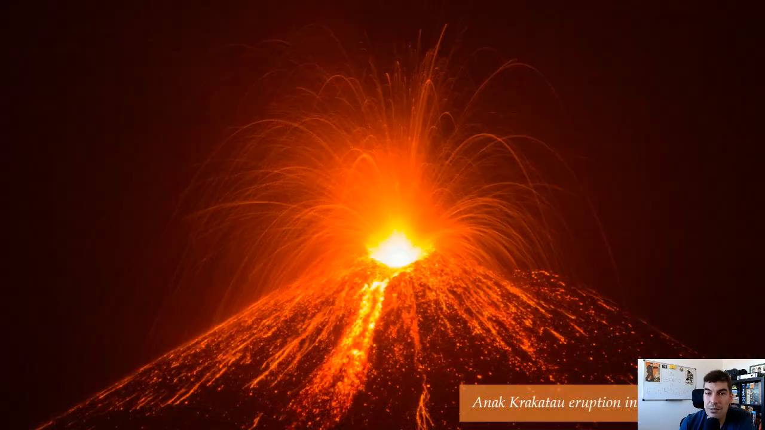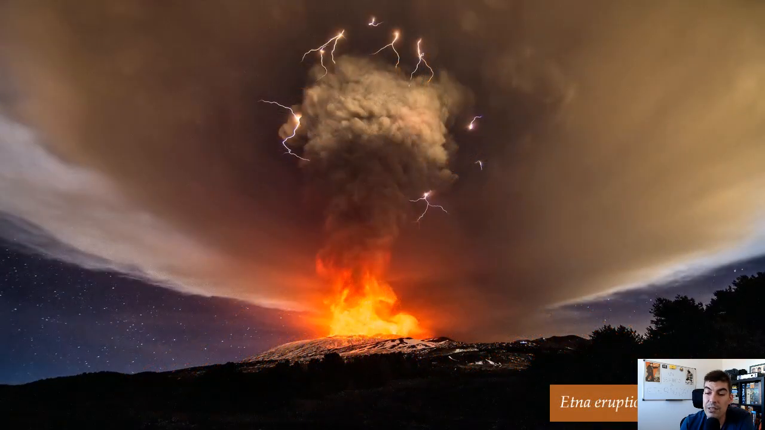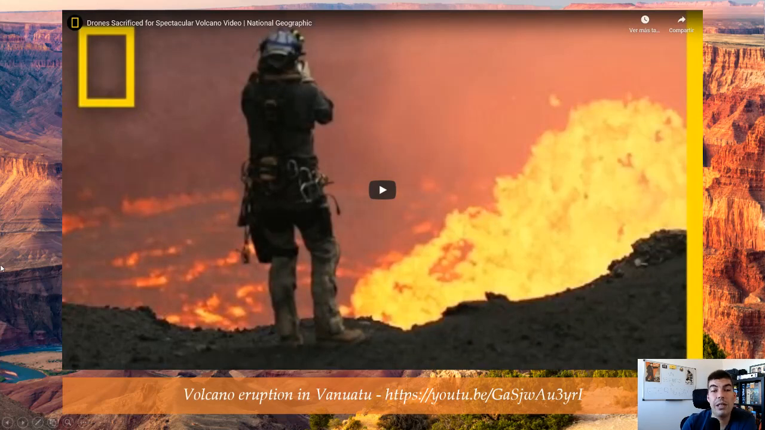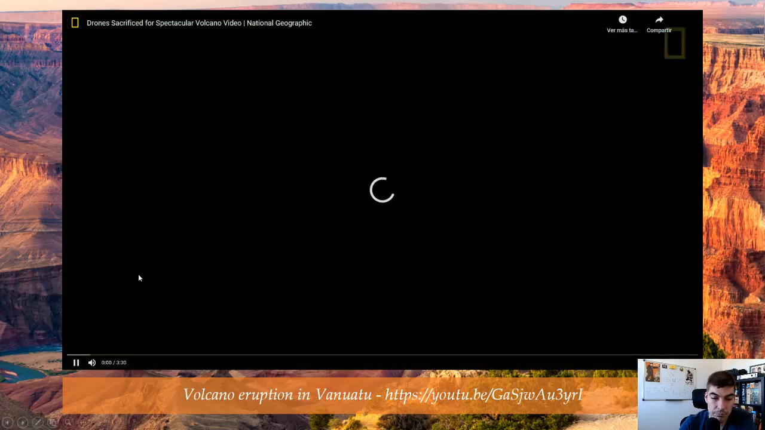And here you have some examples of these eruptions. This is the Anak Krakatau in Indonesia 2 years ago. This is the Etna, which is in Italy, in Sicily, in 2015. This eruption was combined with a storm, with all of these lightnings. Okay, very spectacular view. And here you have a couple of videos in which you can see the magma or the lava in action. Okay, you can see them if you want at home.